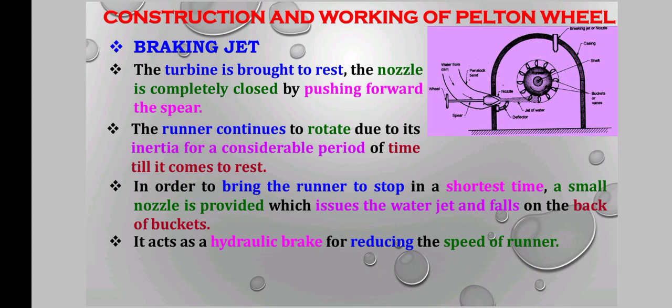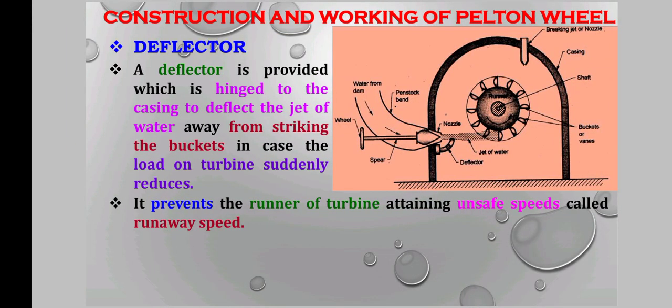Braking jet. When the turbine is to be brought to rest, the nozzle is completely closed by pushing forward the spear. The runner continues to rotate due to its inertia for a considerable period of time until it comes to rest. In order to bring the runner to a stop in the shortest time, a small nozzle is provided which issues a water jet that falls on the back of the buckets. It acts as a hydraulic brake for reducing the speed of the runner.